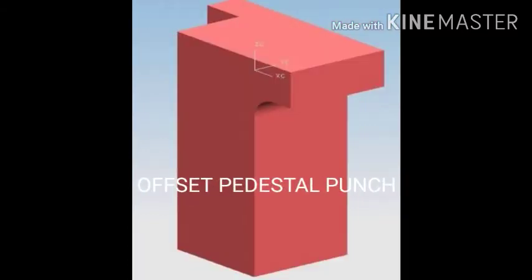The second punch is the offset pedestal punch. In the case of the offset pedestal punch, you can see in the image, offset pedestal punches are often made with the base offset. There are two reasons for offsetting the base of a punch. The first point is space consideration and the second point is machining and grinding accessibility. These two points we have to consider when we recommend offset pedestal punches.